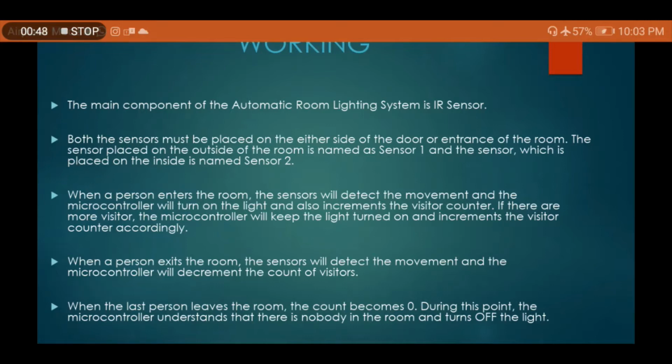When a person exits the room, the sensor will detect the movement and the microcontroller will decrement the count of the visitors. When the last person leaves the room, the count becomes 0. At this point, the microcontroller understands that there is nobody in the room and turns off the light.